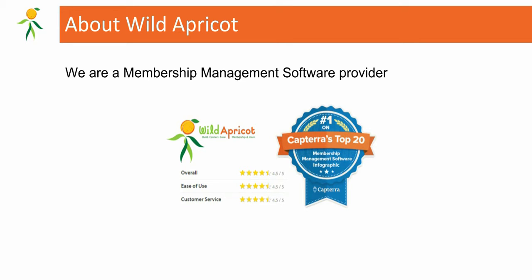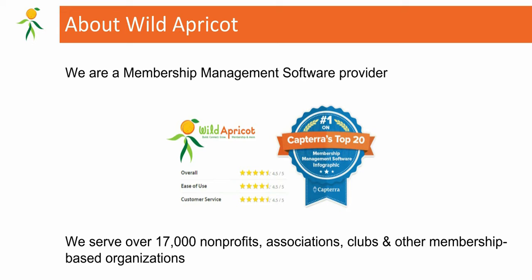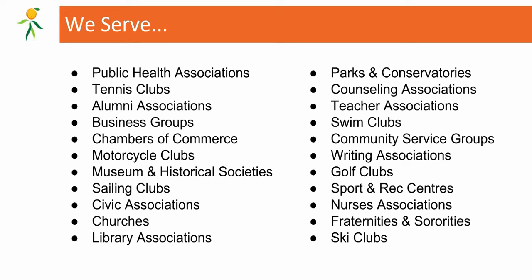that rates software. We currently serve over 17,000 nonprofits, associations, clubs, and other membership-based organizations, which includes everything from public health associations, tennis clubs, alumni associations, business groups, chambers of commerce, motorcycle clubs, museum societies, and so many more. So now you know a little bit about who we're for, and hopefully this includes yourself. I want to give you a better idea of what we do.